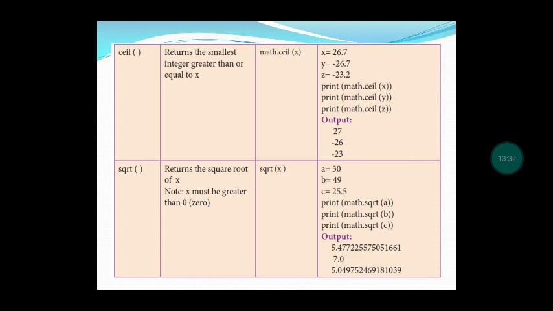Next, square root function. It returns the square root of the given value. The syntax for the square root function is sqrt of x. A, B and C values have been given as 30, 49 and 25.5, and we are finding the square root for the given values. Square root of A, 30, is 5.4, and B is 7.0, and for C we are getting 5.049. Okay, so this is the square root function.